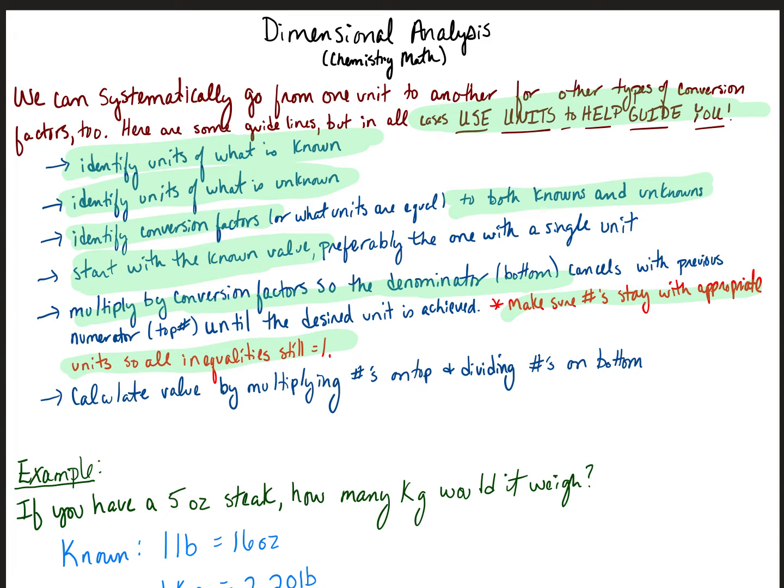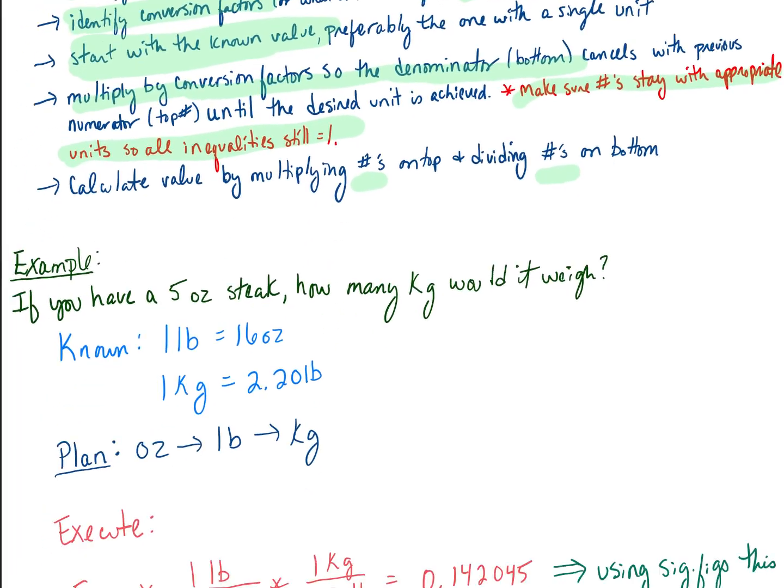You calculate the actual value by multiplying the numbers on top and dividing by the numbers on bottom. Make sure that your answers have units in them and that they're correct. They are the correct unit that is asked for in the problem. So here's an example.